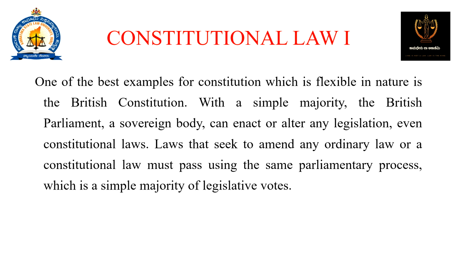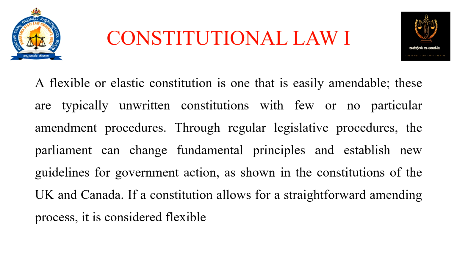One of the best examples of a constitution which is flexible in nature is the British Constitution, with a simple majority. The British Parliament, a sovereign body, can enact or alter any legislation, even constitutional laws. Laws that seek to amend any ordinary law or a constitutional law must pass using the same parliamentary process, which is a simple majority of legislative votes.